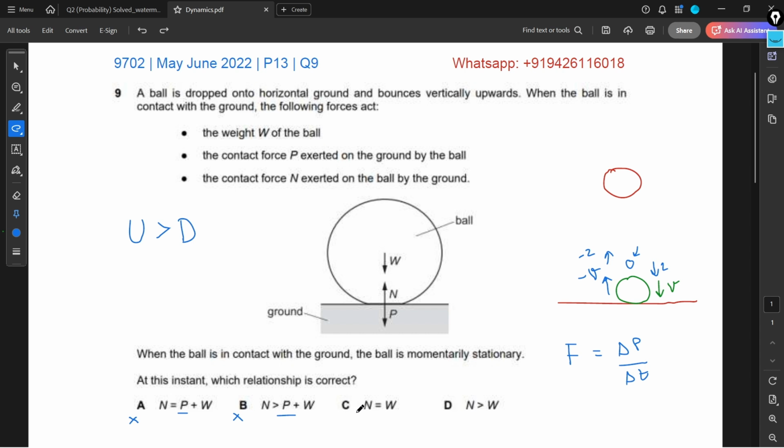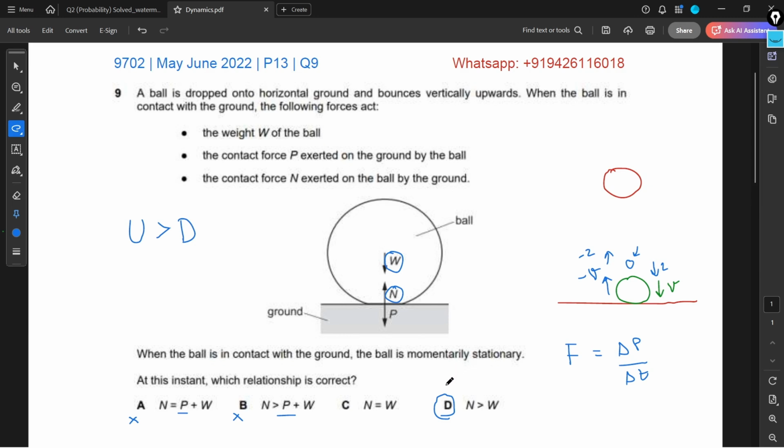Option C would be correct if the ball was in equilibrium, where I'm saying that all the forces acting upon the ball are balanced. But over here, because we have a net upward acceleration, the upward force should be greater than the downward force. The upward force is N and the downward force is W. And therefore, we can say that option D is the correct answer for this question. So I hope it's now clear to everyone why option D is the correct answer.